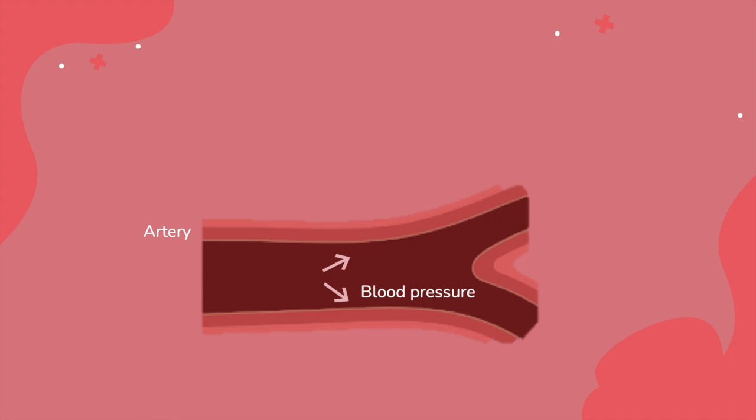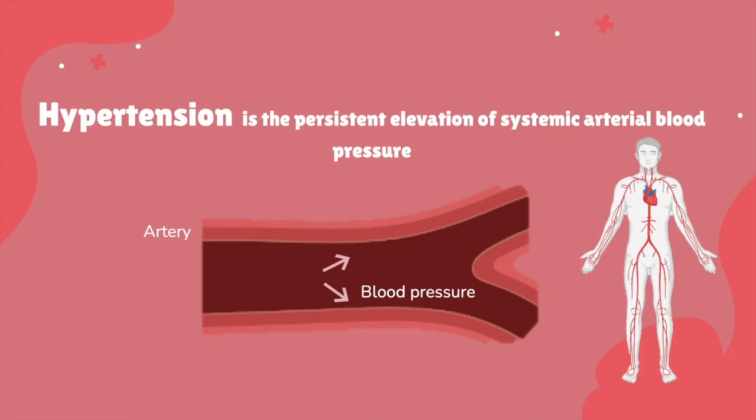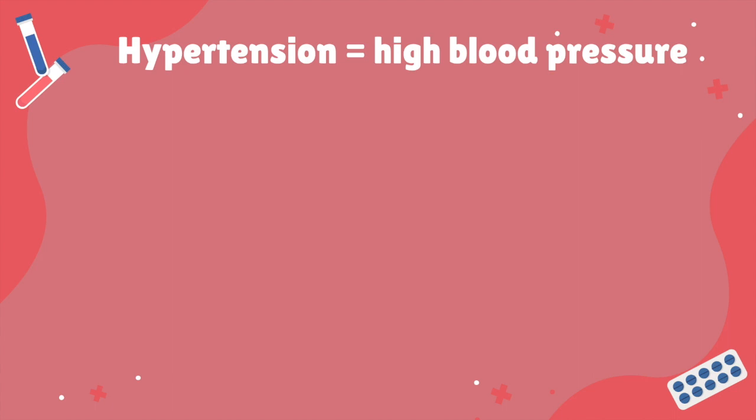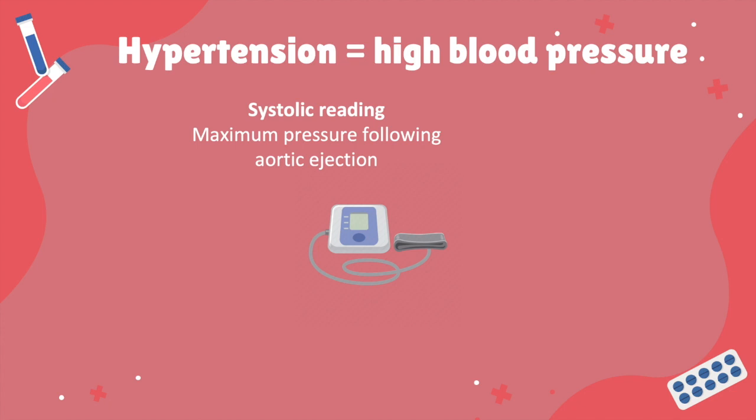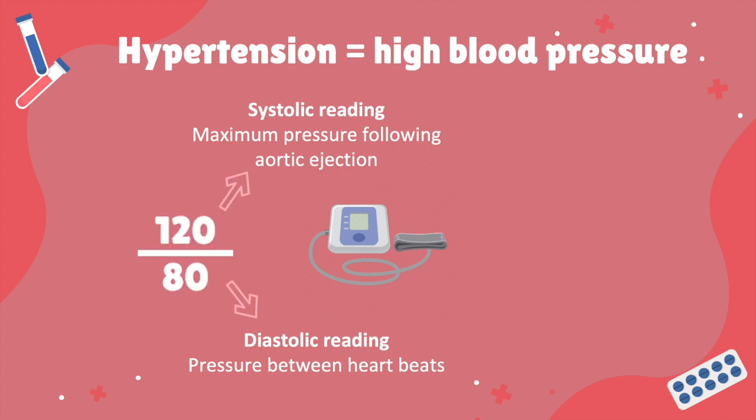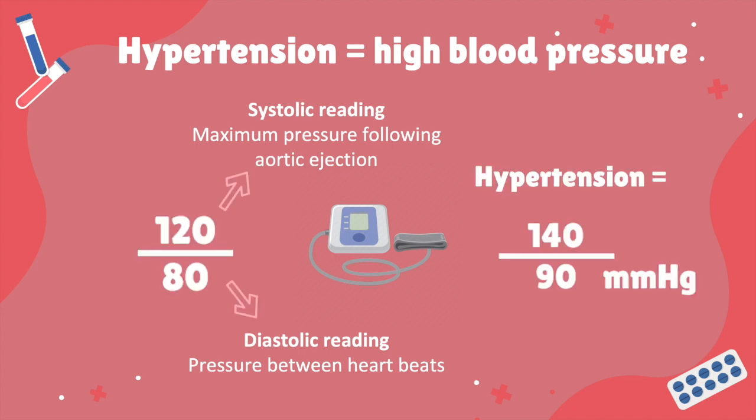The pressure exerted on arterial walls is known as blood pressure. Systemic arterial blood pressure is the blood pressure within the large arteries involved in systemic circulation. Hypertension is the persistent elevation of this systemic arterial blood pressure above normal levels. Hypertension is diagnosed using systolic and diastolic blood pressure readings. Systolic readings are the maximum pressure recorded after aortic ejection of the left ventricle, whilst diastolic readings measure blood pressure between heartbeats. An ideal reading is 120/80. However, a reading of 140/90 or higher classifies an individual as having hypertension.